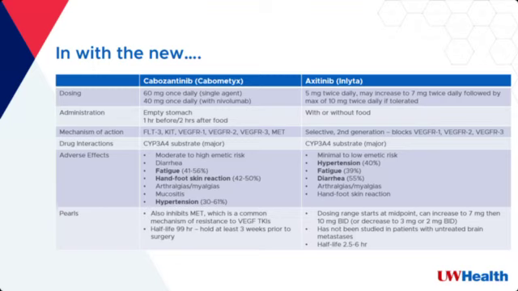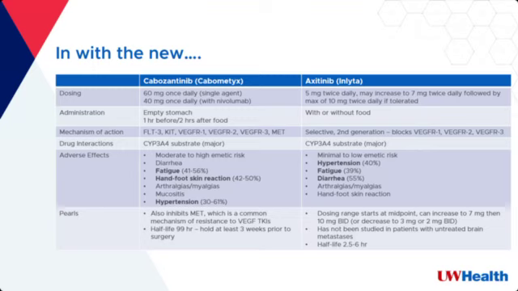The other agent that we have is axitinib or Inlyta. This is dosed at 5 milligrams twice a day and can be increased to 7 milligrams twice a day, followed by a max of 10 milligrams twice a day if tolerated. This can be taken with or without food. One of the benefits to axitinib is it is a selective VEGF inhibitor, so it's only targeting those VEGF receptors. So lower risk of side effects, a little bit better tolerated. Still a major 3A4 substrate, so being mindful of interactions. More common side effects include hypertension, fatigue, and diarrhea.